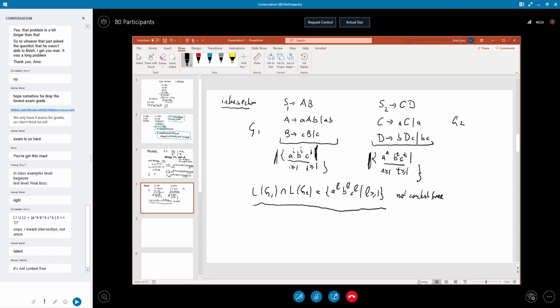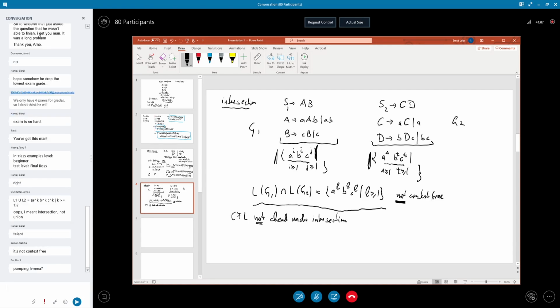If you remember, using the pumping lemma, we showed a week ago that this language is not context-free. And that means we have now demonstrated that the context-free languages are not closed under intersection. I'm sorry, could you explain again why this is not context-free? Yes, please. That's something we showed a week ago. Using the pumping lemma, correct.